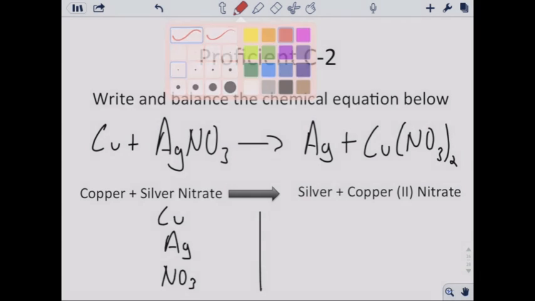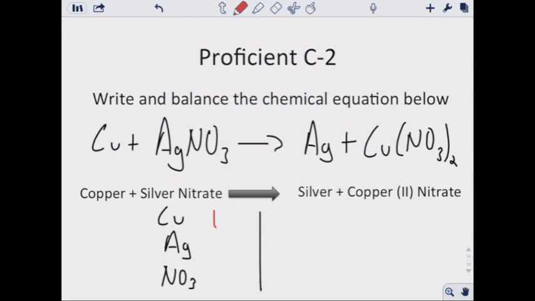So when we set it up, now we look at it. What do we have? We have 1 copper on one side. We have 1 copper on the other. How many silvers? 1 silver. How many silvers on the other side? 1 silver. On this side, how many nitrates do we have? Well, we have 1 nitrate. And over here we have 2 nitrates. So copper's balanced, silver's balanced. The only thing that's not balanced is nitrate.